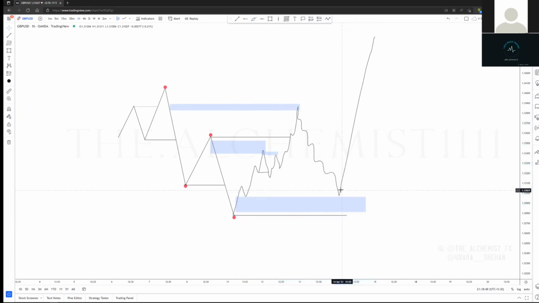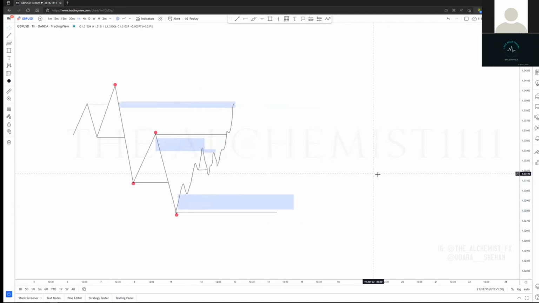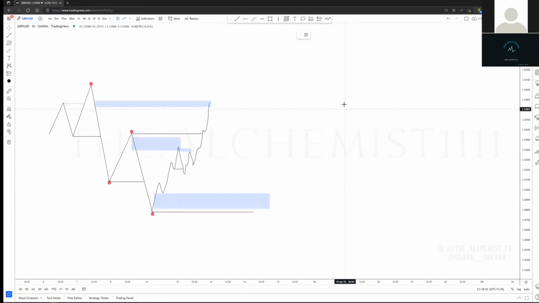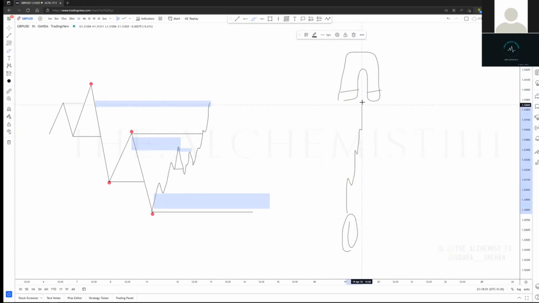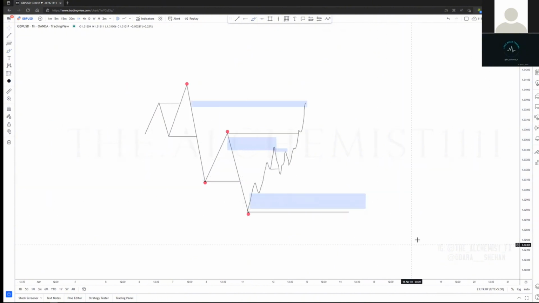If you know ICT, he tells you liquidity is like a magnet and price is like a paperclip. What happens? It draws towards the magnet, right? This is what happens. So you will have to always know where this magnet is, because that is where price is going towards.